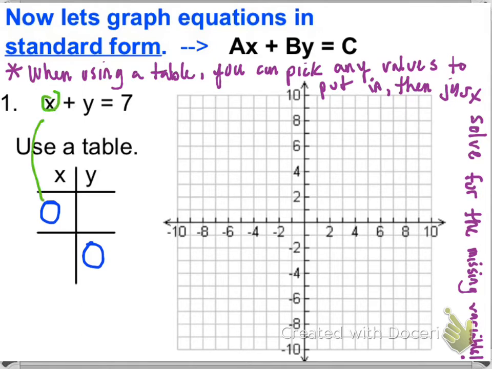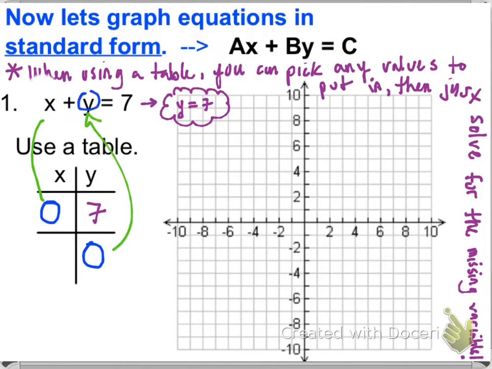So we plug in 0 for x, and that basically eliminates the x and gives us the equation y equals 7. There's not even any solving to do. And then if we plug in the 0 for y, that gives us x equals 7. So this is essentially the point (0, 7), and this is the point (7, 0). We plot both of those points and then graph them.